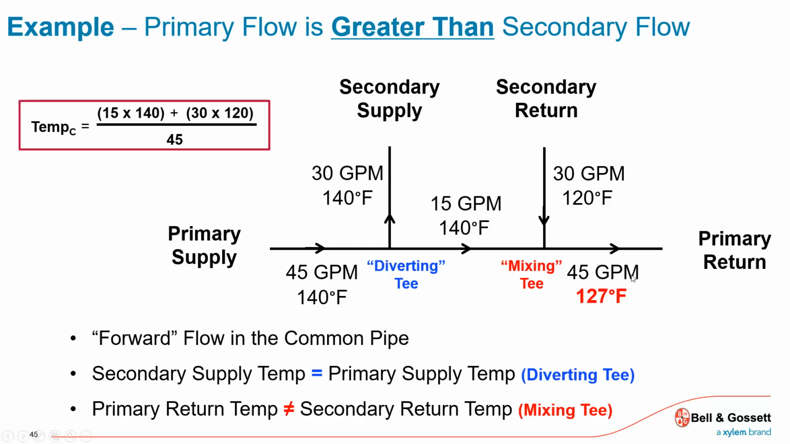So then I've elevated my return temperature. Instead of 120, it's 127. Why? Because I have a certain amount of that 140 that didn't do any work, because he was pumping more than the actual load needed. So I'm going to elevate that return temperature coming from the secondary. That 120 becomes 127.